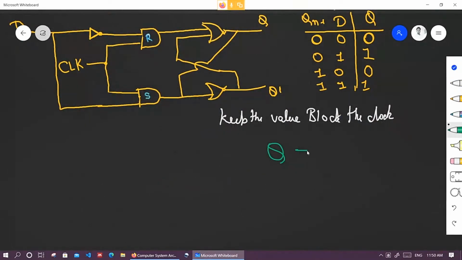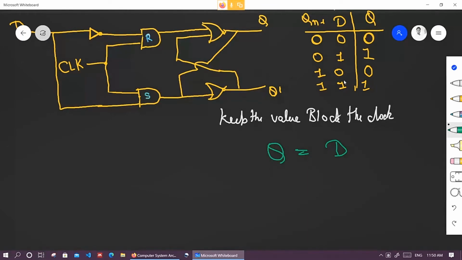Why do we make it? It is simply D only. If you make a K-map and then resolve it, it will again come out to be D only, because you can easily see that when D is 1, this is 1, when D is 0, it is 0. So Q is equal to D only.